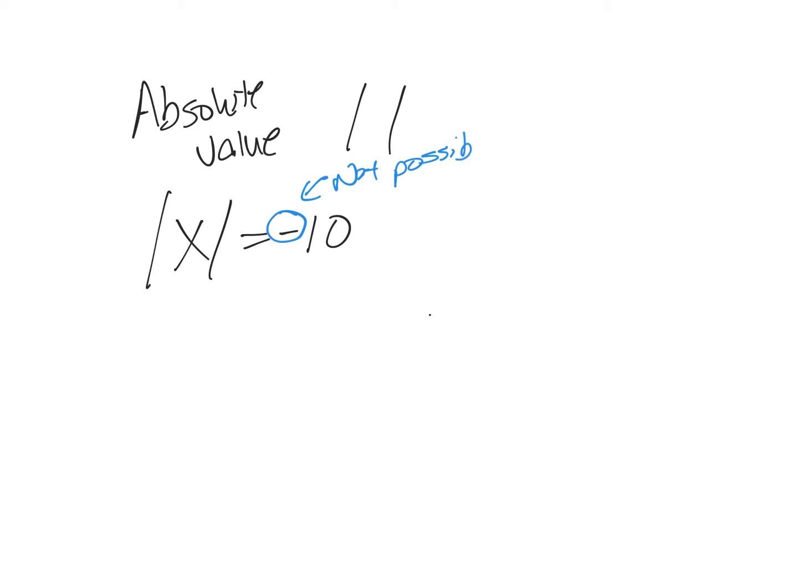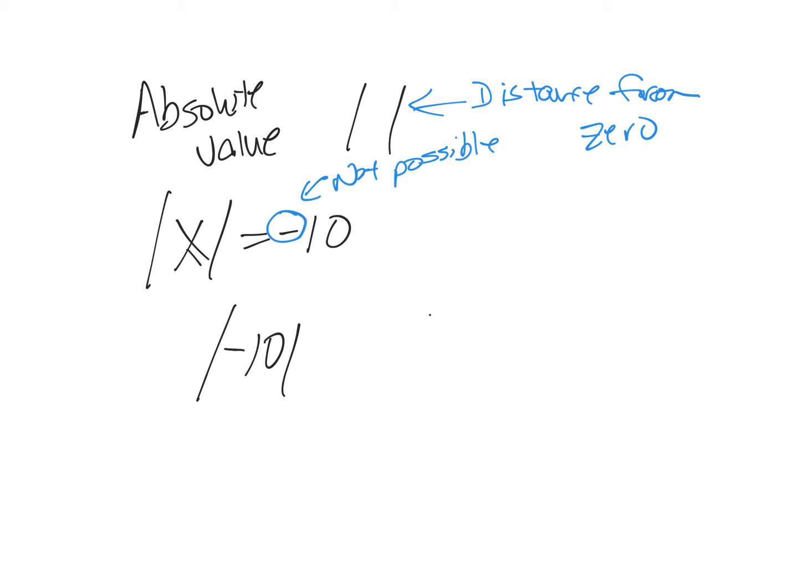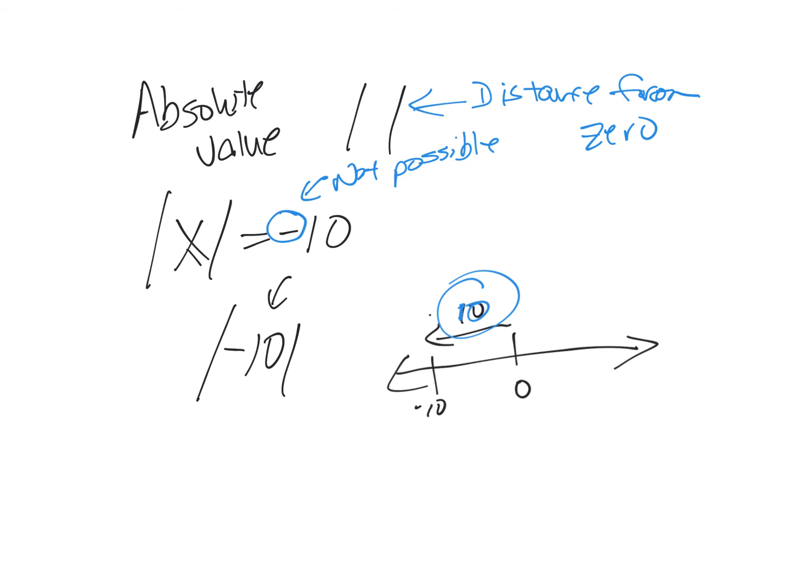because absolute value is like a distance. So this means it's a distance from 0. So if I give you the absolute value of negative 10, then it's talking about a distance and it's going this way, negative 10. Well, the distance is 10. And so the absolute value of negative 10 is just 10 without the absolute value symbol, okay?